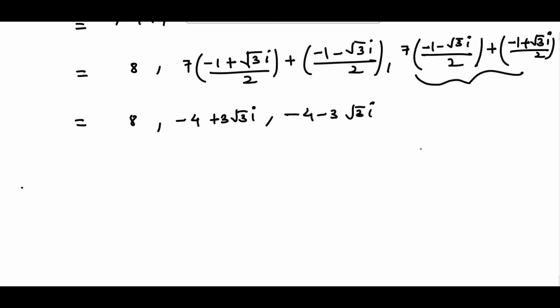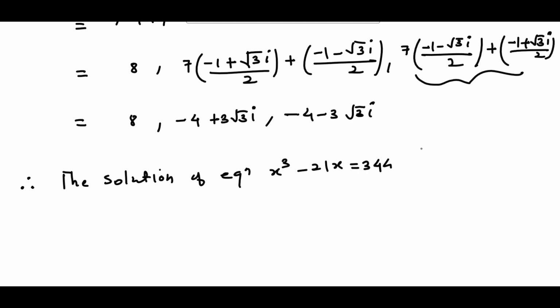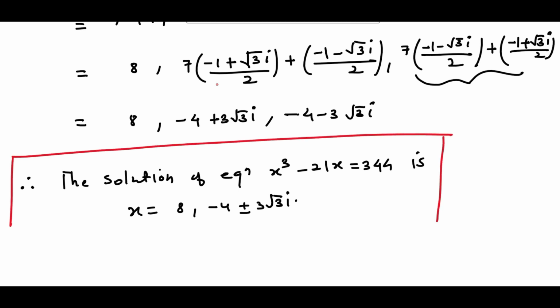So therefore the solution of the equation x cube minus 21x is equal to 344 is that x is equal to 8 comma negative 4 plus minus 3 root 3 i, and we can say that this is our required final answer.